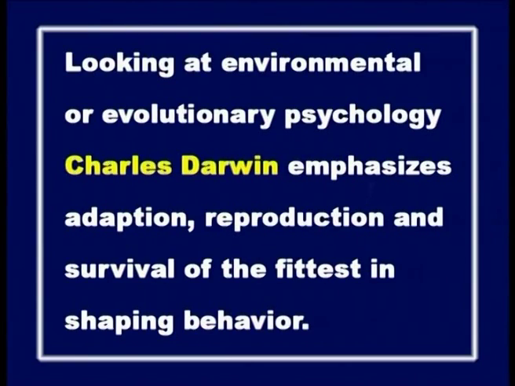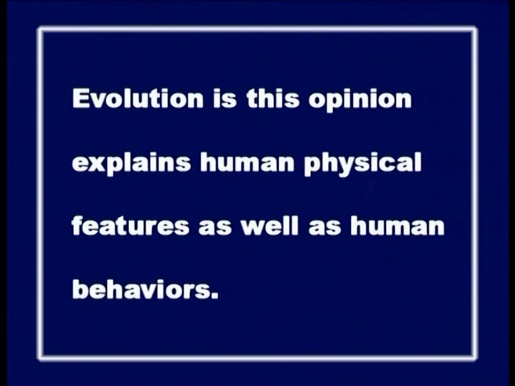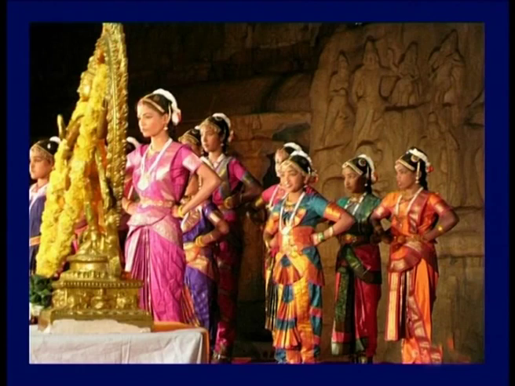Looking at environmental or evolutionary psychology, Charles Darwin emphasizes adaptation, reproduction, and survival of the fittest in shaping behavior. Evolution, in his opinion, explains human physical features as well as human behaviors. There's something called evolutionary developmental psychology, which explains humans and their behavior. In evolutionary developmental psychology, we have a few aspects.